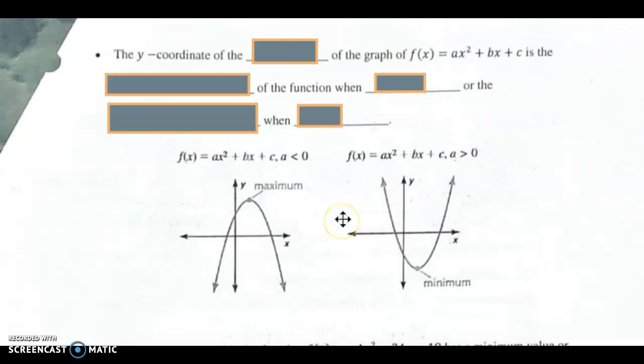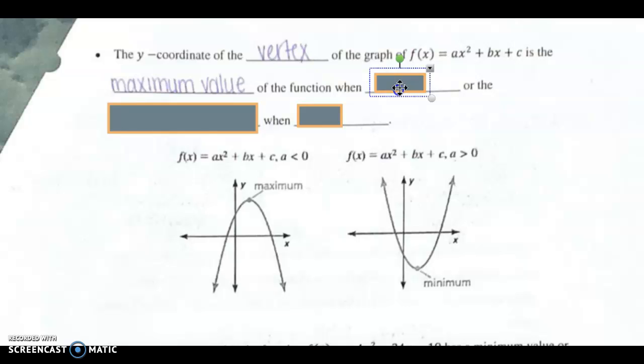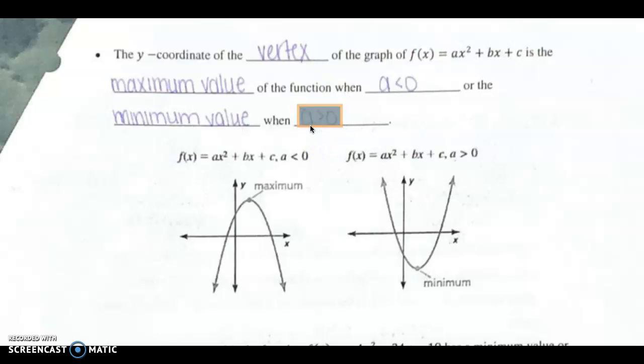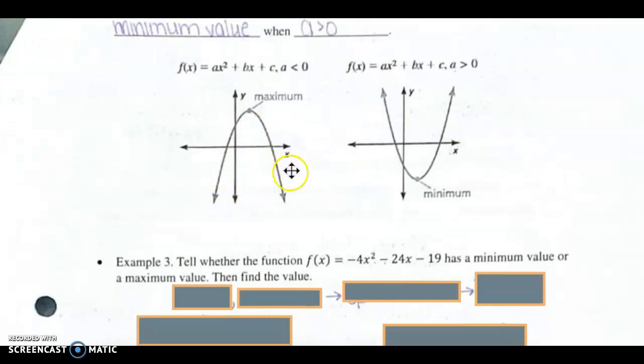All right. So the next page says that the y-coordinate of the vertex of the graph is the maximum value when a is less than 0. So when it opens down, the y-coordinate is going to be less than 0, so it'll be negative. And that'll be your max. Or it's going to be a min value when a is greater than 0. So you can see these right here. If it opens down, it has a max. If it opens up, it has a min.